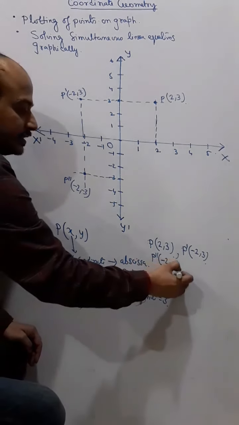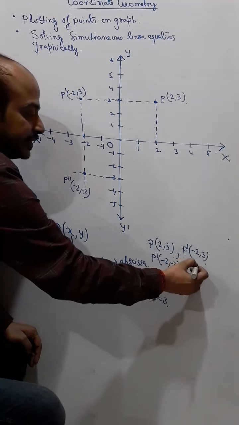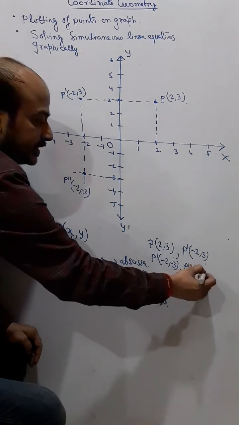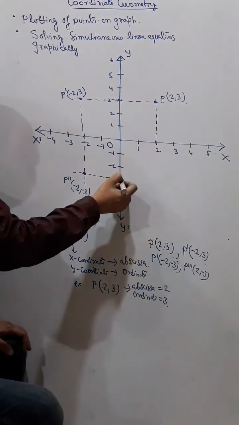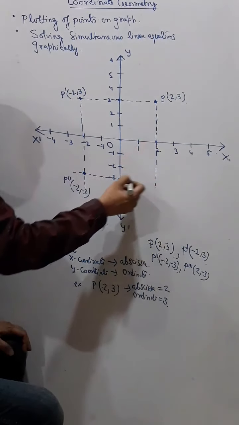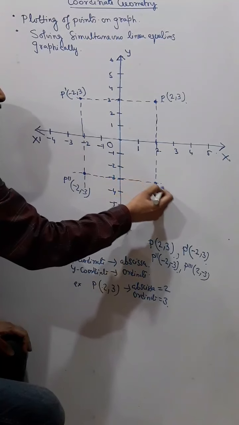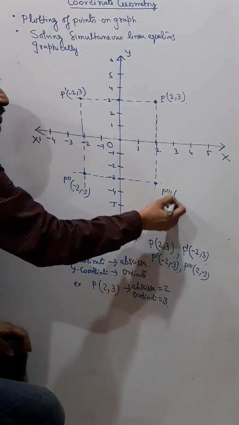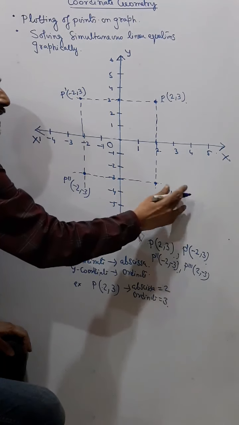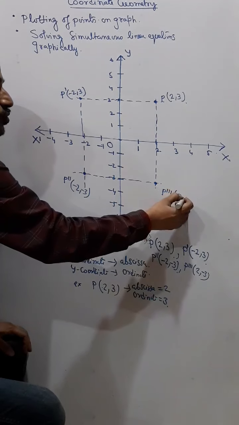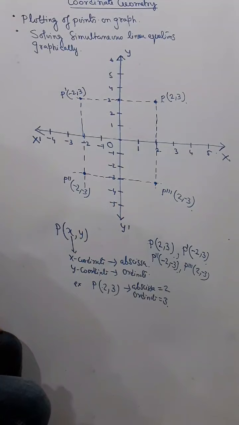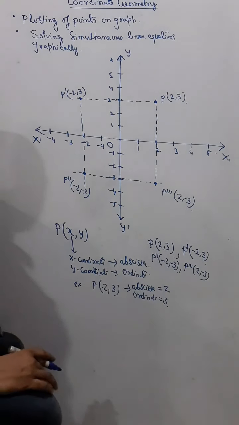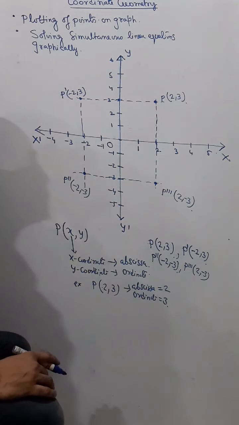Again if they tell us another point, say (2, -3), then 2 is this and minus 3 is this. So we have P triple dash as (2, -3). Understand? So this is how we plot the points in a graph.